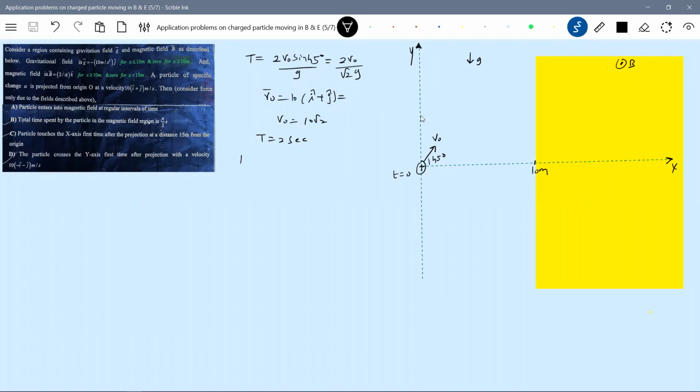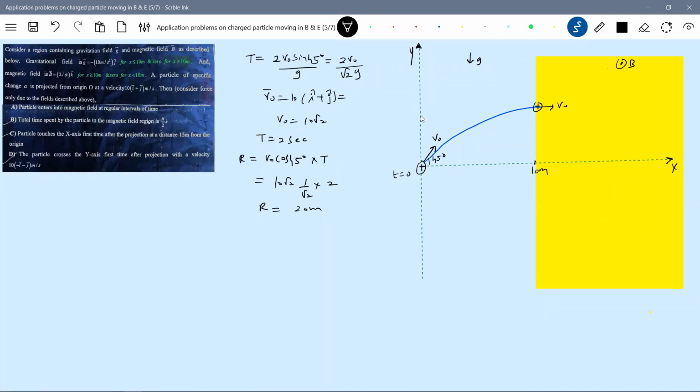Then what is the range? I think we need a range also. So we know v0 cos 45 into the time of flight. So v0 is 10 root 2, 1 by root 2, time of flight 2 seconds. So 20 meters is the range, but 10 meters is there. Okay, exactly at half of the range, exactly at the highest point, it is going to cross. I think the problem is really very simple now.